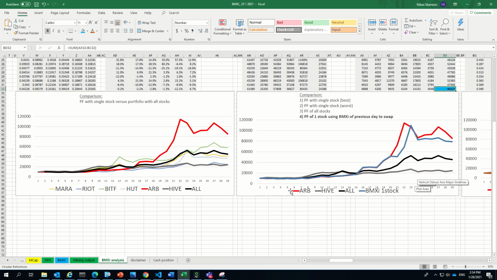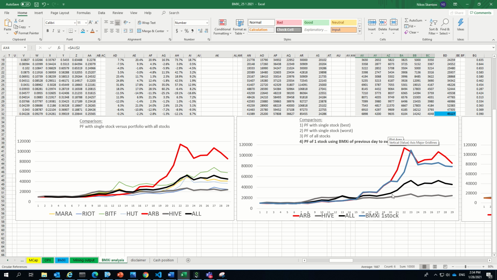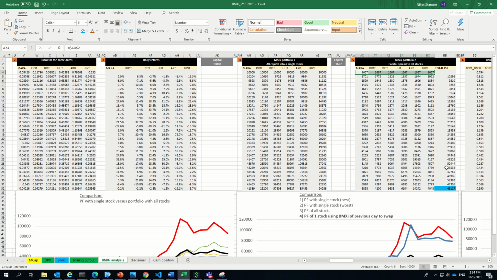And if I plot it, here is a plot. I see that starting from day one up until day 29, for that particular month, because only for that month we have BMXI, Argo would perform the best. Argo is the red one. Hive would perform the worst. And this scenario with full diversification is somewhere in between, as expected. So that's pretty much as I would have thought.